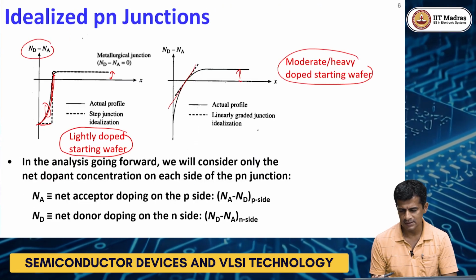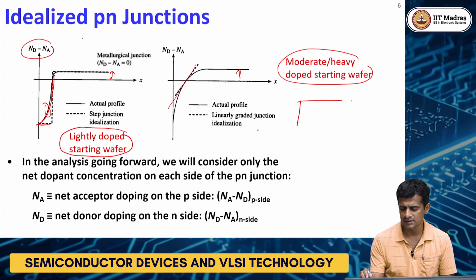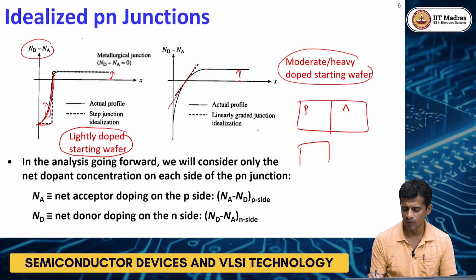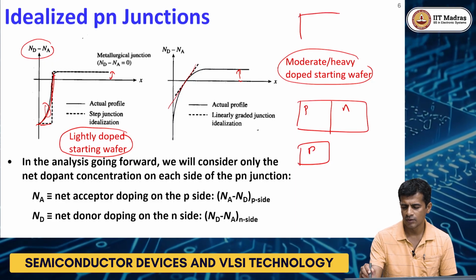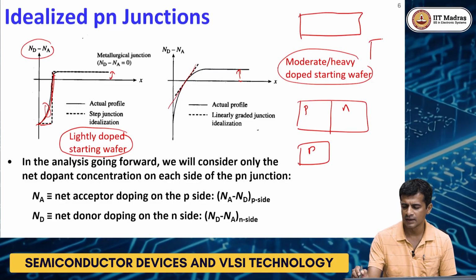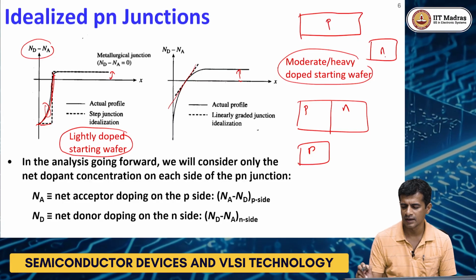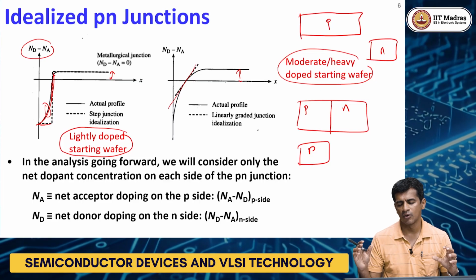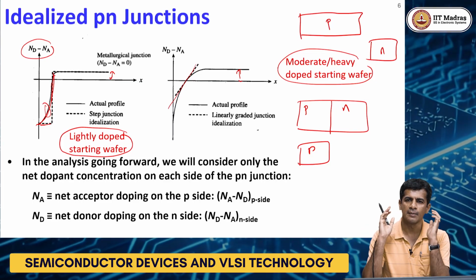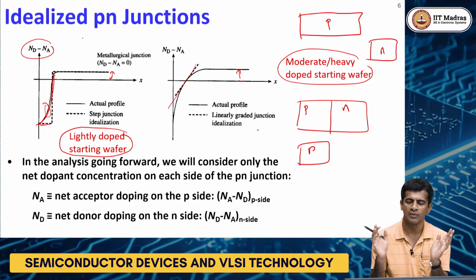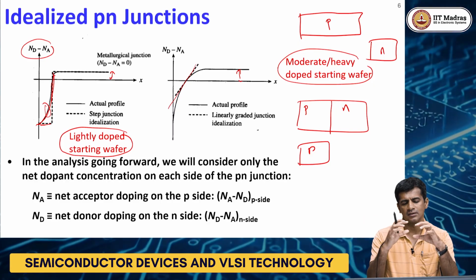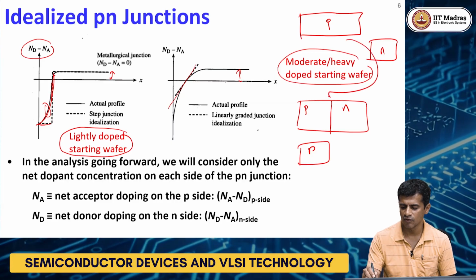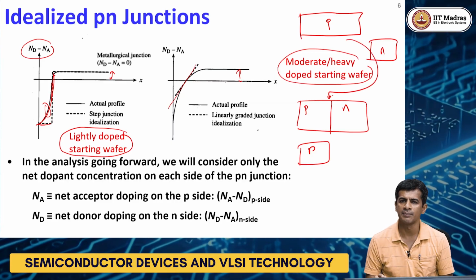Now, let us take a simple case. You have a uniformly doped P type body and a uniformly doped N type body. Our goal is to make a PN junction. Let's take a thought problem: you attach the P plus region and N plus region, just like this. Will you form a PN junction?